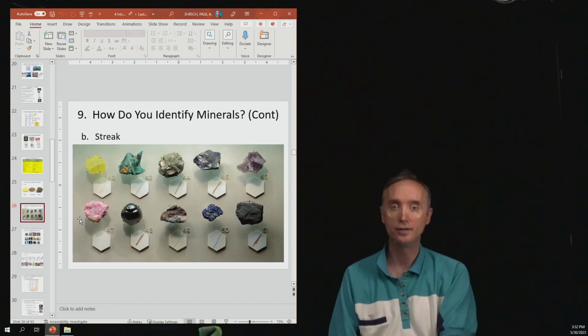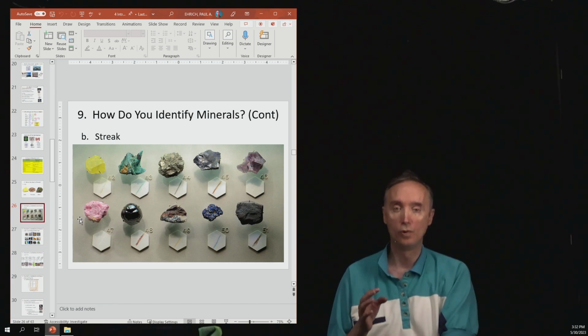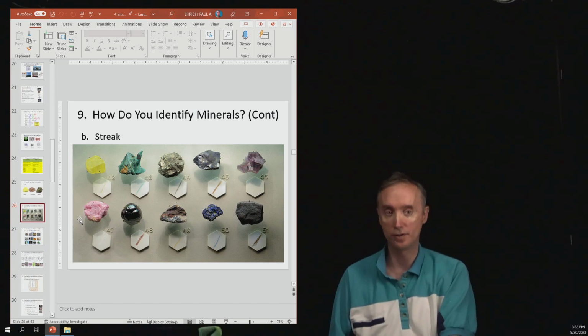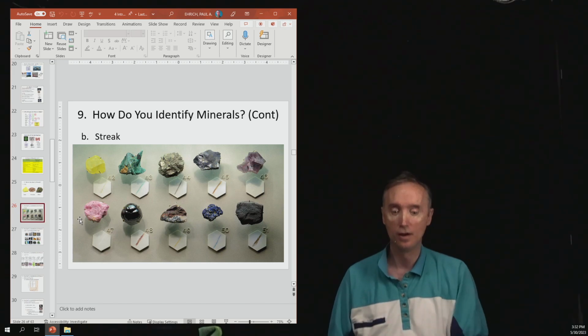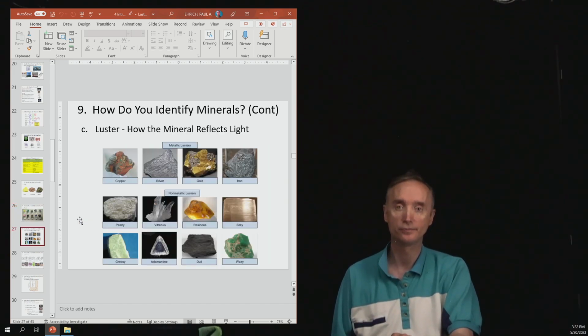Now you would not need to know the different streaks for different minerals. So you're going to do that in lab. But don't worry about that on the lecture exam. Just know the definition of what streak is.